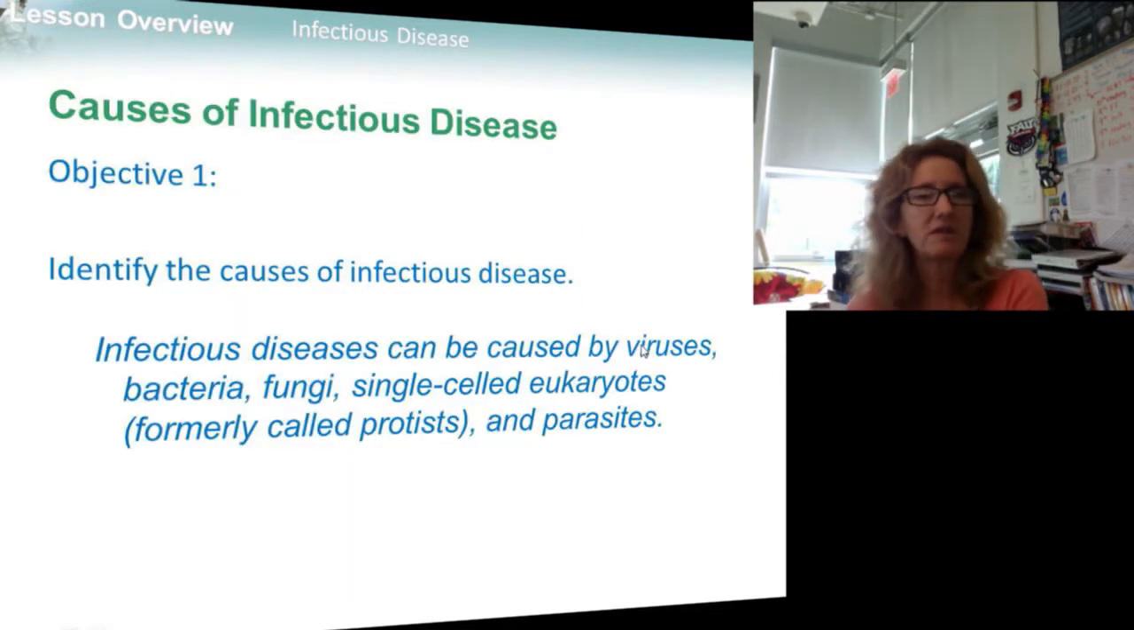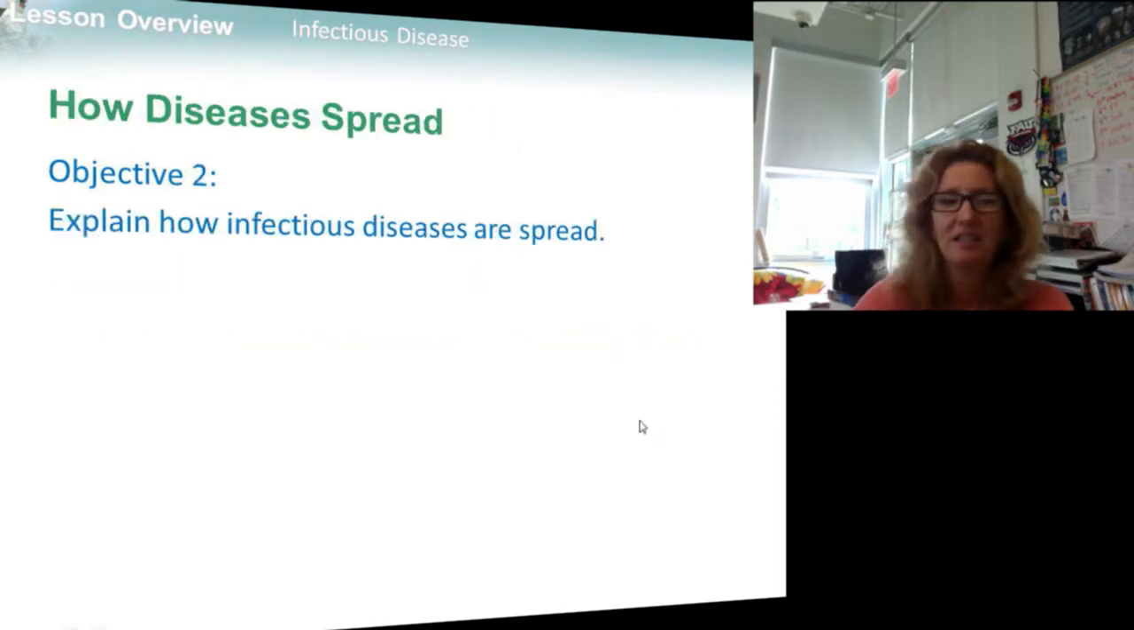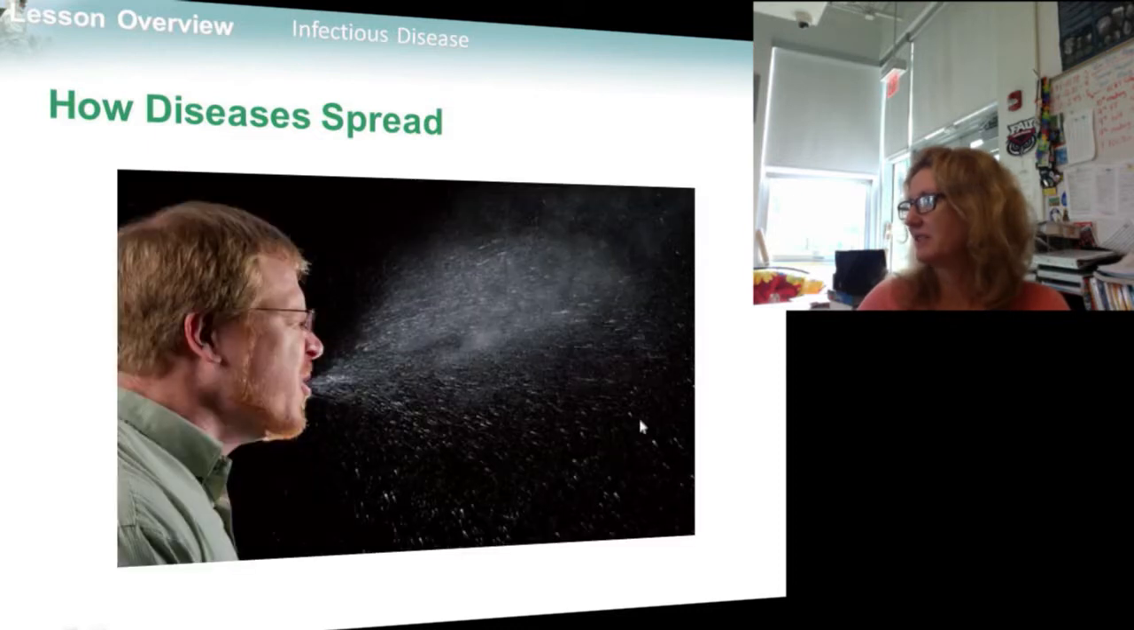So our first objective is to identify the causes of infectious diseases. Infectious disease can be caused by viruses, bacteria, single-celled eukaryotes, formerly called protists, we call them protists, and parasites. Objective 2. Explain how infectious diseases are spread.